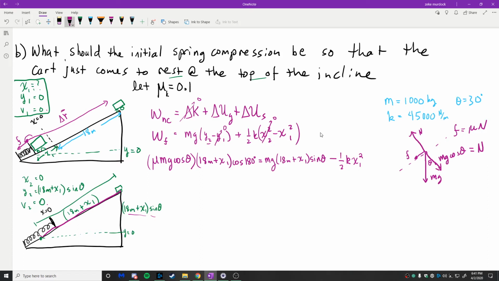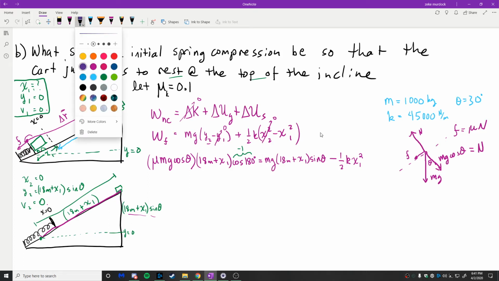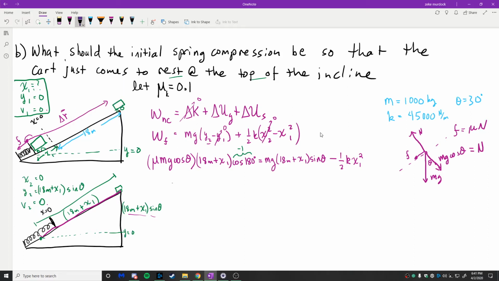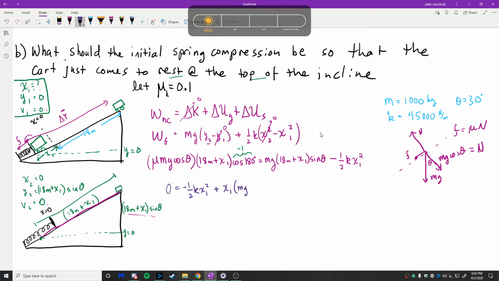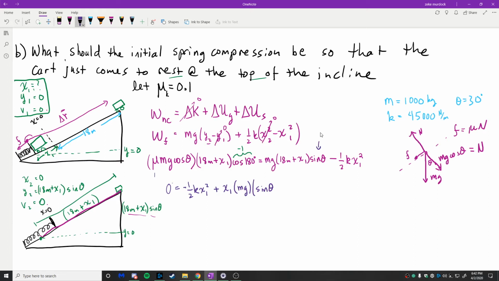Okay. We're now going to rearrange things a little bit. Cosine 180 is equal to -1. And what I'm going to try to do now is rearrange this to make it look like a quadratic formula. So we're going to get something like this. 0 is equal to, there is a -1/2 kx squared here. Put that one first. There's going to be some terms that are multiplied by x1. Okay, so I'm just going to write x1 times, there's a term that's mg sine theta. In fact, we're going to have mg on both of these. So it's going to be mg, and then you're going to have a sine theta from that term, and then you're going to have a mu cos theta.